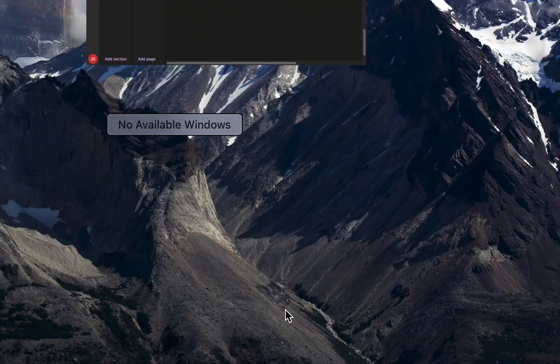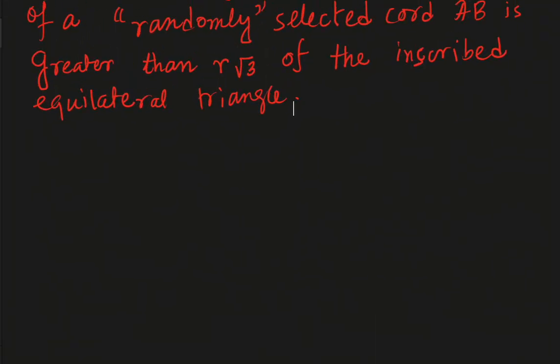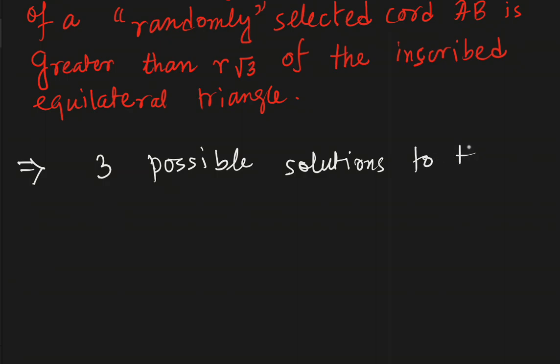So let me check, is anyone waiting here? Okay, so that is the problem. Now I will show you there are three possible ways, or three possible solutions, to the same problem, and all the solutions are different from one another. So these I will show you.